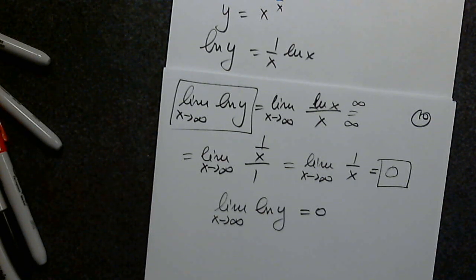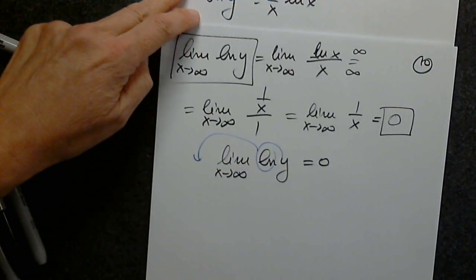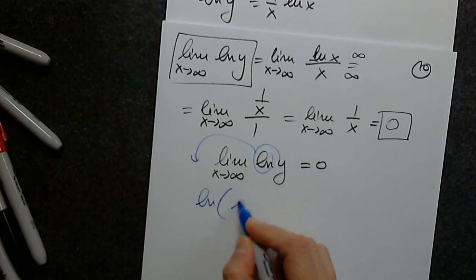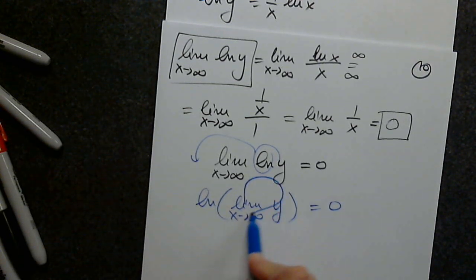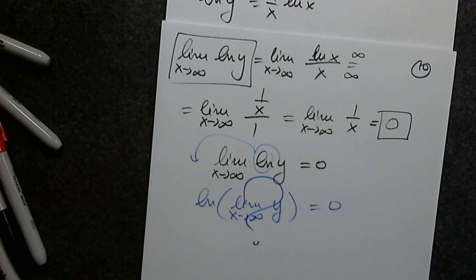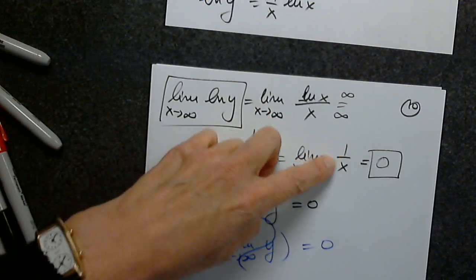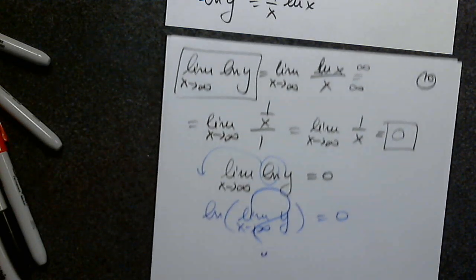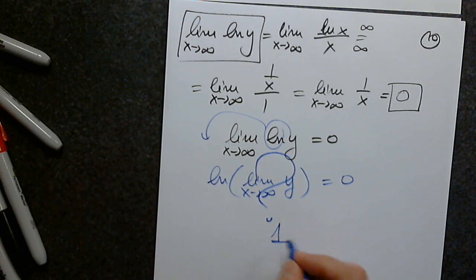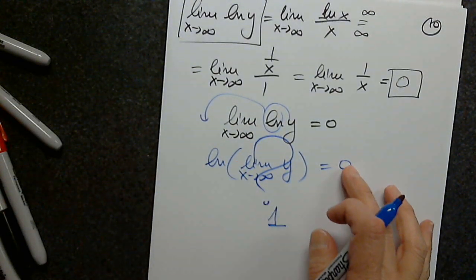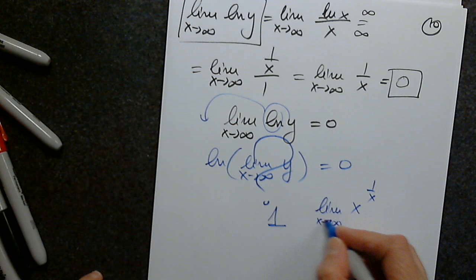What do I do next? Yes, I swap the operators because the continuity conditions are fulfilled. Natural log of the limit as x approaches infinity of y is 0. And now I'm asking myself, what could this be? How does it become 0? This must be 1, because only natural log 1 is 0. So the limit of x raised to 1 over x as x approaches infinity is 1.